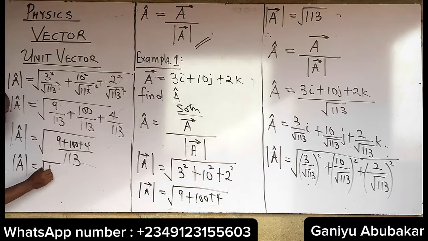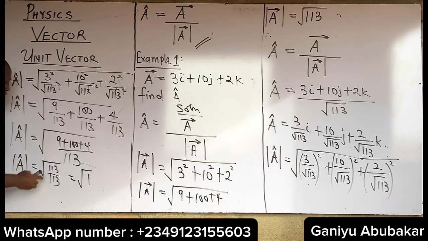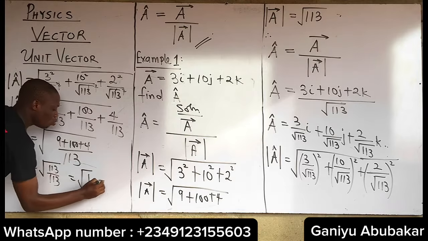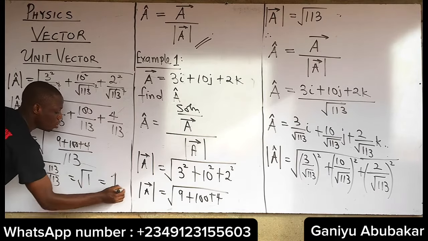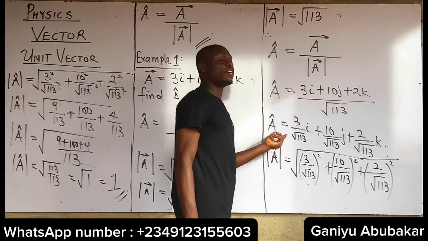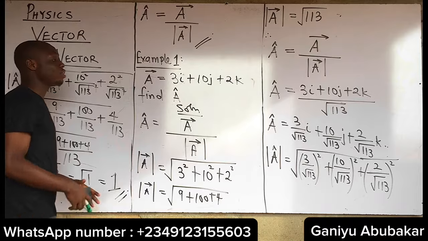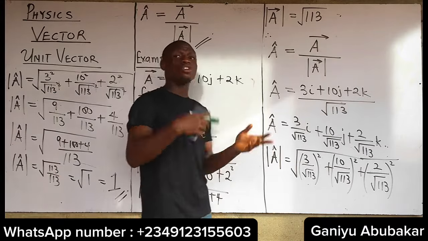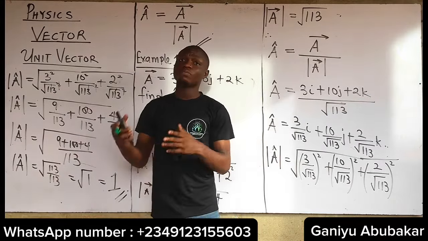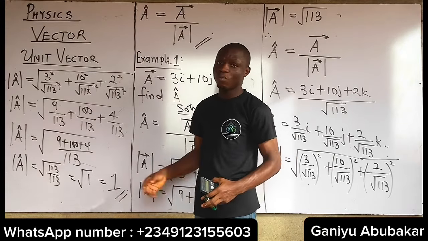Observe, I have 113 over 113. 113 over 113 will give what? Root 1, and root 1 will give 1. Observe that the magnitude of this unit vector is equal to 1. So I say that when you take the magnitude or modulus of a unit vector, it must give you 1. So I have 1 here.